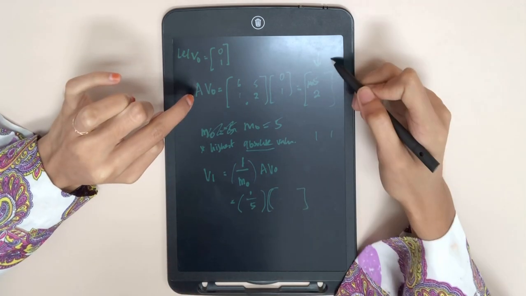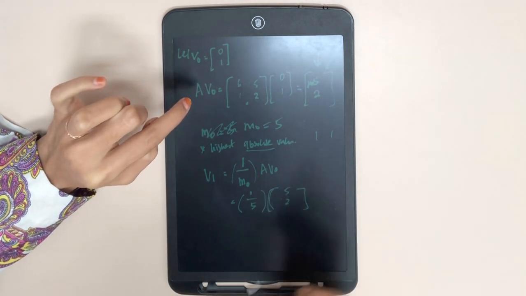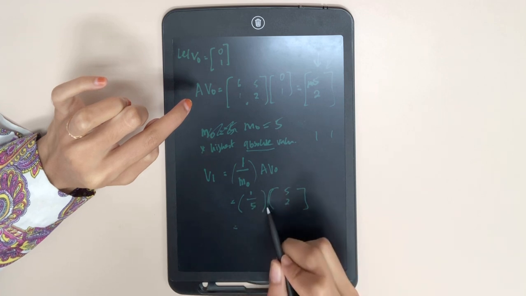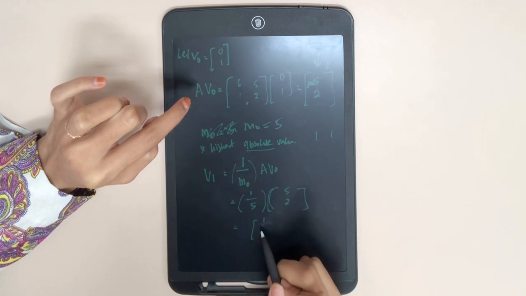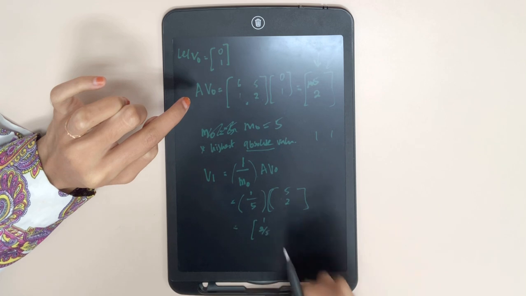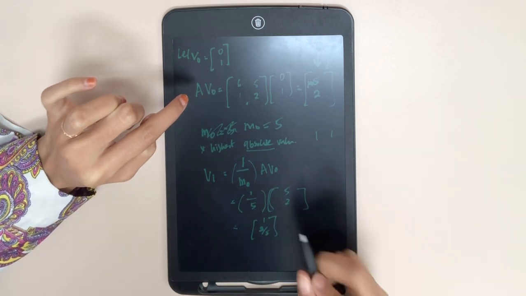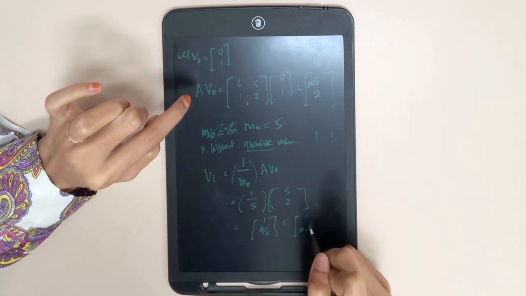we already calculated here, 5, 2. So just multiply this, so we have 1 and 2 over 5. 2 over 5 is equivalent to 0.4. If you want to use decimals, that's fine, no problem.